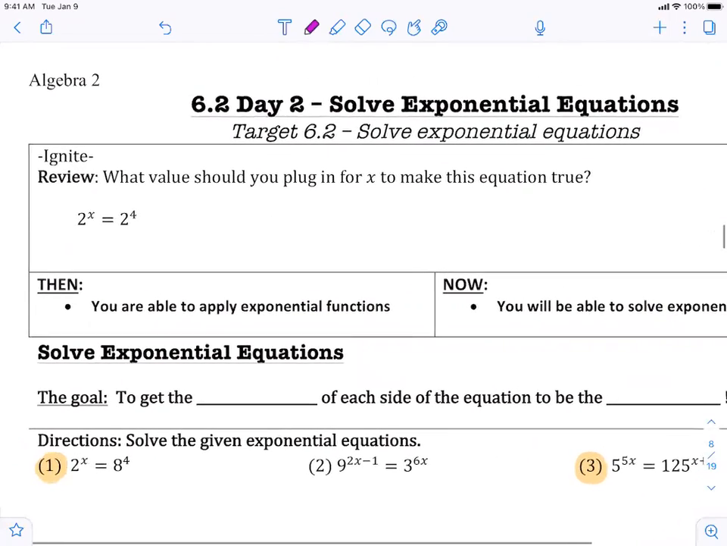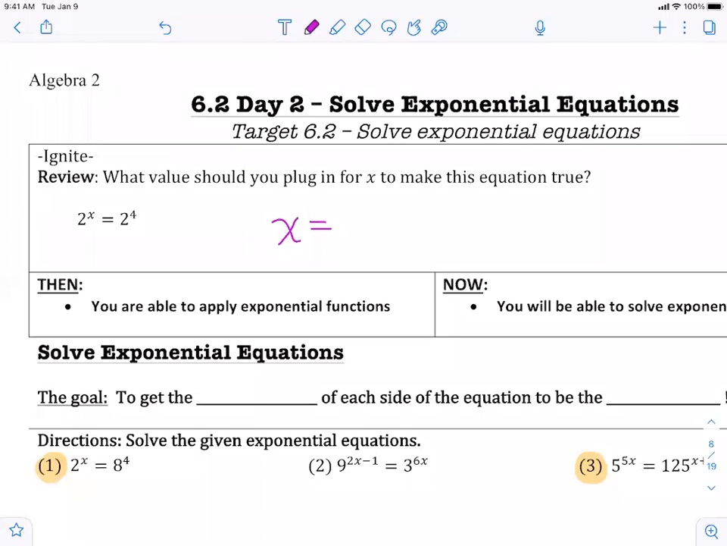So when it comes to solving exponential equations, if you look at the top problem, this really isn't a review of a past day. It's more of a hypothetical question. What value should you plug in for x to make this true? I want you to pause your video and see if you can figure out what x should be to make that equation true. So pause your video and give it a shot.